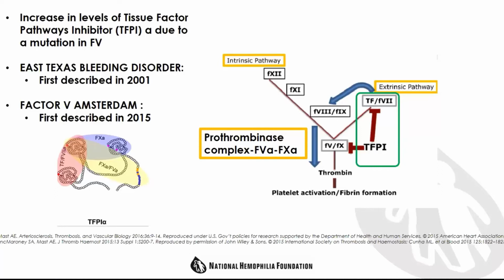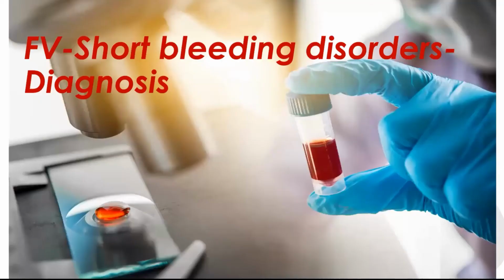In patients with short Factor V, there is a high level of TFPI. TFPI has a very high affinity to bind to the mutated Factor V, resulting in high levels of this particular protein. Hence, for diagnosis, a high level of TFPI is key. The two bleeding disorders were recently described, East Texas in 2001 and Factor V Amsterdam in 2015. How do we diagnose these bleeding disorders?